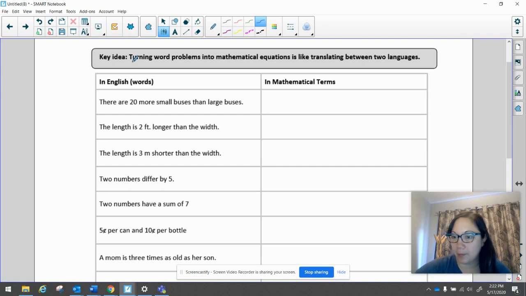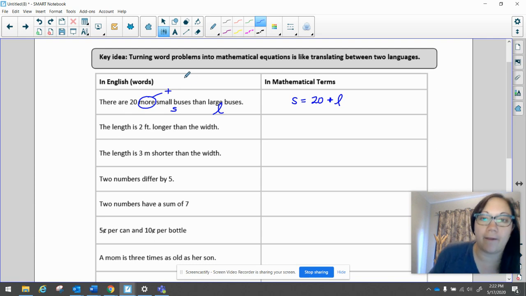So in some ways, if you speak multiple languages, you already know a bit about the concept of translation, which is great. So in English, if we say that there are 20 more small buses than large buses, well, the first thing we need to do is assign variables. So the small buses we're going to call S, and the large buses we're going to call L. And there's 20 more small than large. So the amount of small buses is 20 more than the large. So seeing a word like more means that we're thinking of adding.